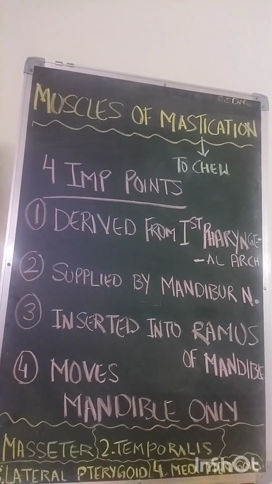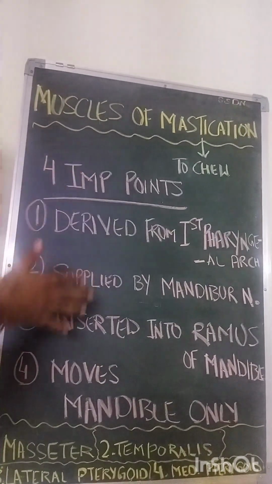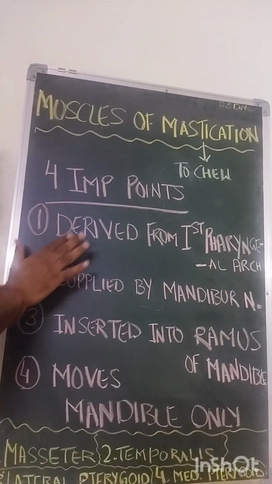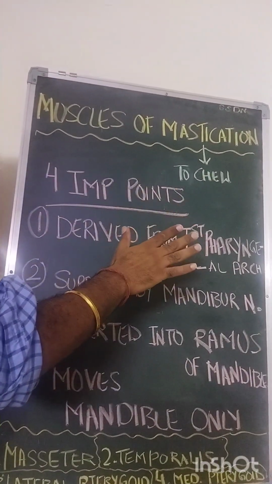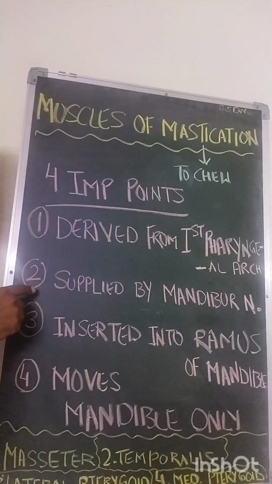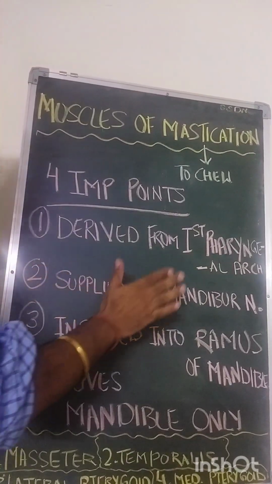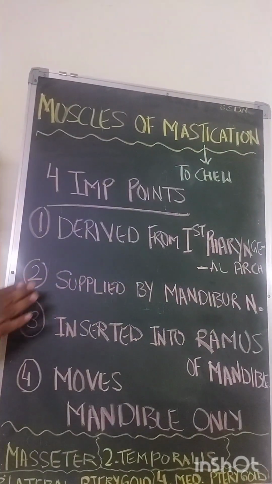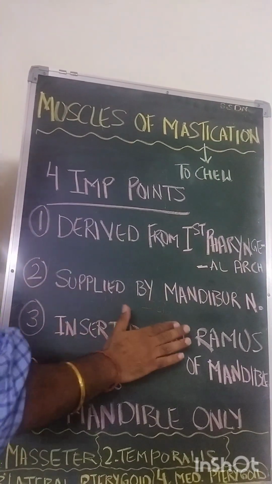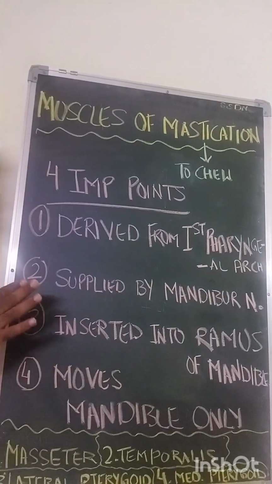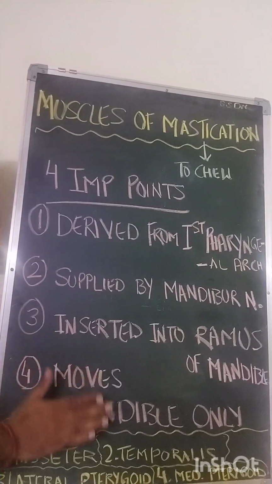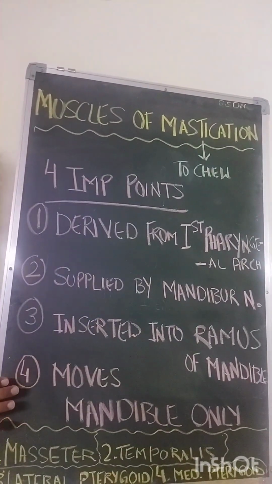You have to understand here that we have four important common points in all the muscles of mastication. Number one, all the muscles of mastication are derived from the mesoderm of first pharyngeal arch. All the muscles are supplied by mandibular nerve. All the muscles of mastication are inserted into the ramus of the mandible. All the muscles of mastication move the mandible only.